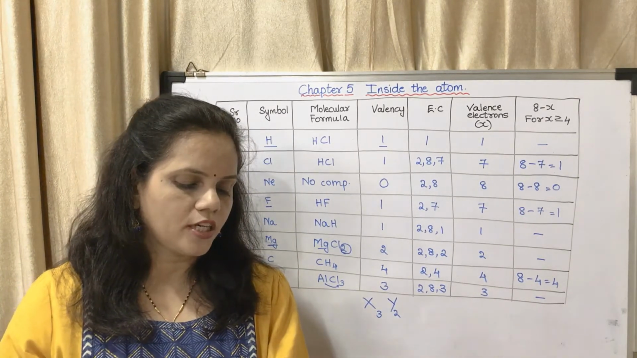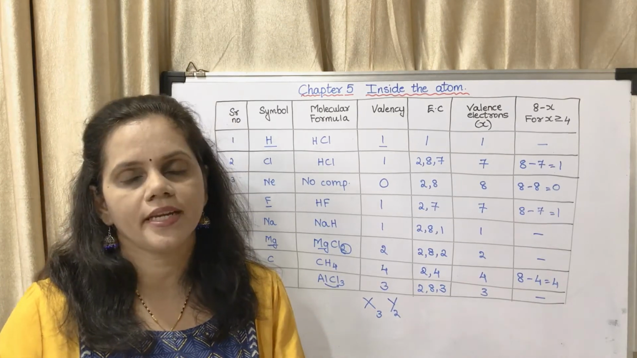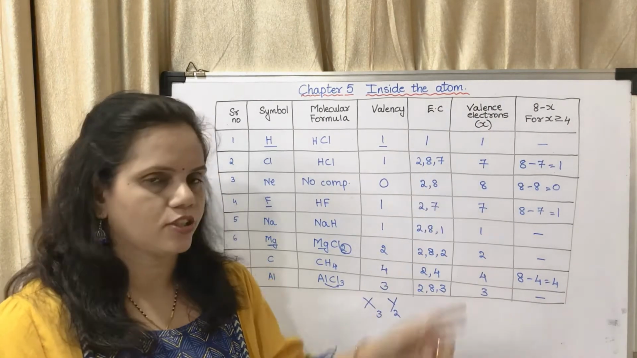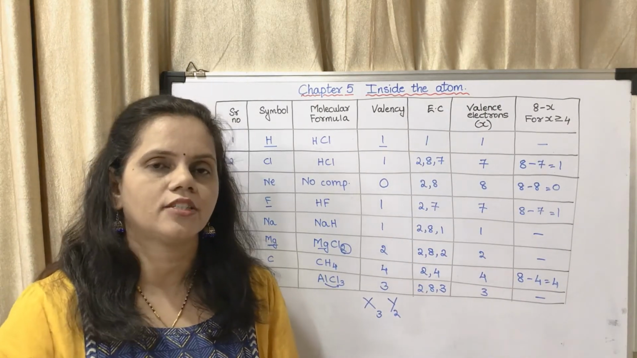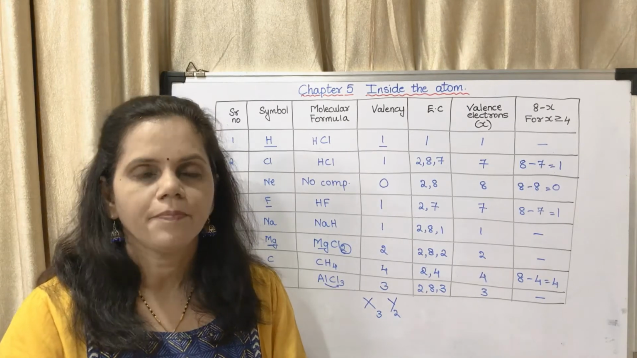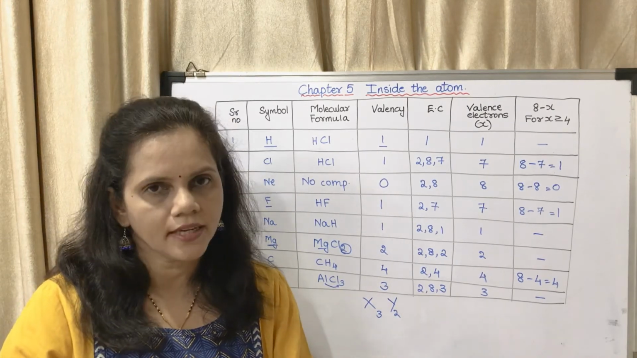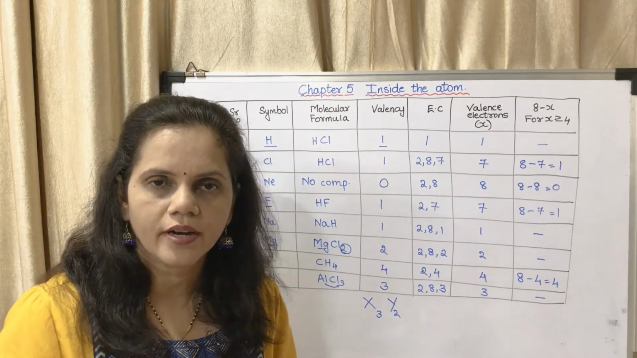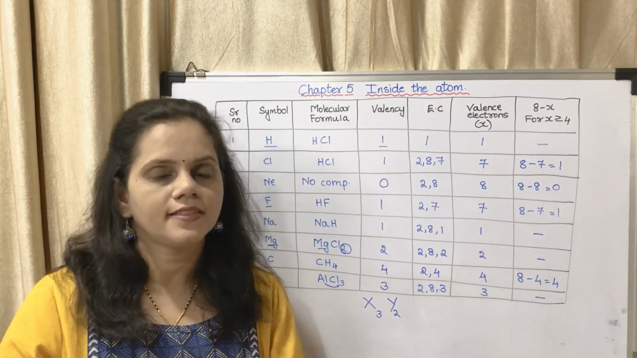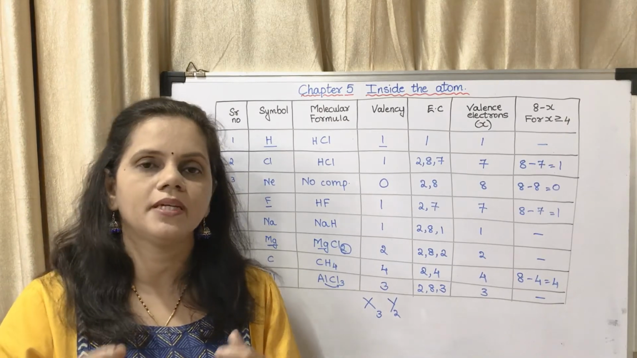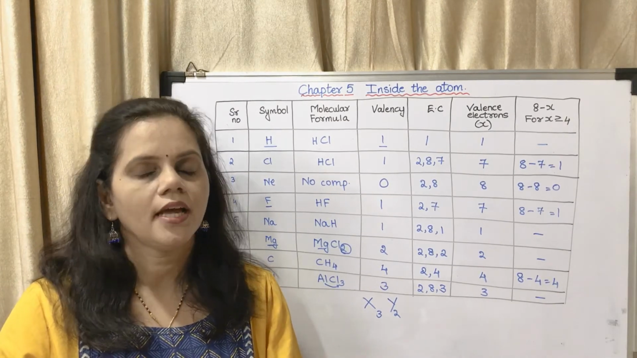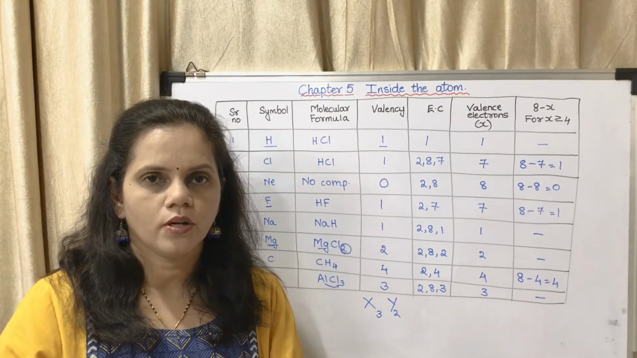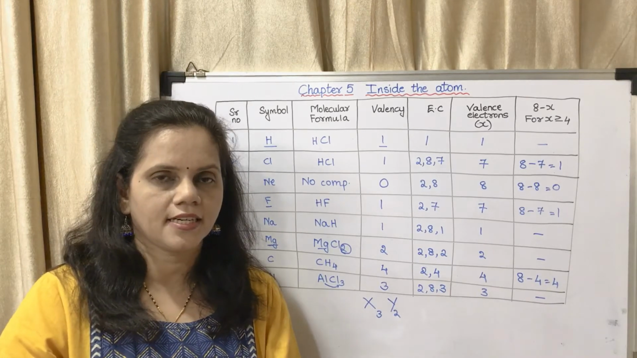One more question is there. How many electrons are used to complete the octet? How many electrons? It is 8 minus X. X means the valence electrons. So, if the valence electrons are 1, 2 or 3, the valency will be 1, 2 or 3. If the valence electron is 4, the valency will be 4. If the valence electron is 5, 6, 7, then the valency will be 3, 2, 1. And if the valence electron is 8, the valency will be 0. This we will discuss in the next clip.